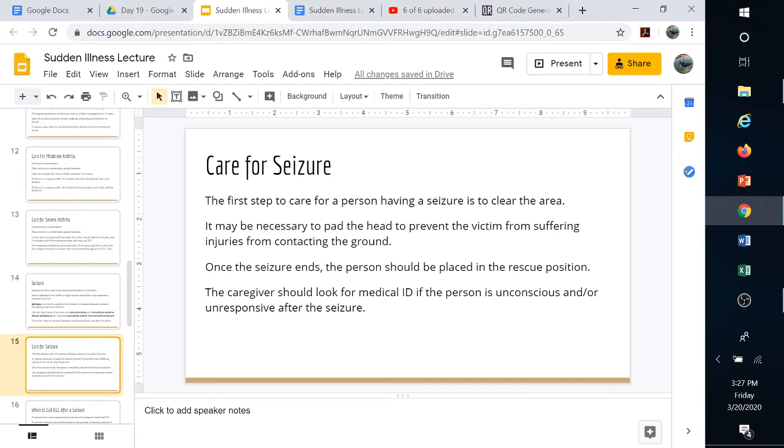Once a seizure ends, if they're not fully conscious, or even if they are, put them in a rescue position. That way they have an easy time breathing. And if they have another one, they're already laying down. So don't let them get up and move around.